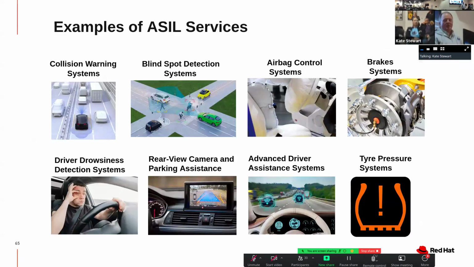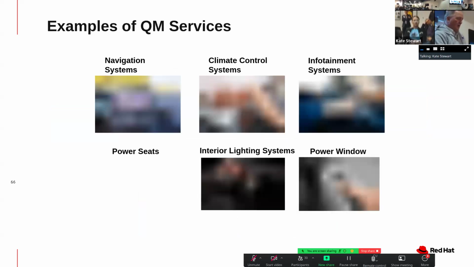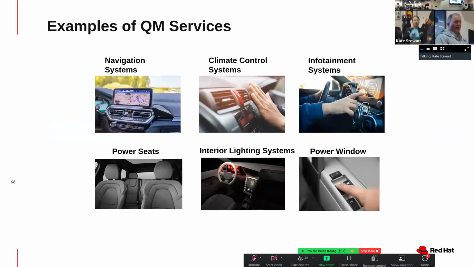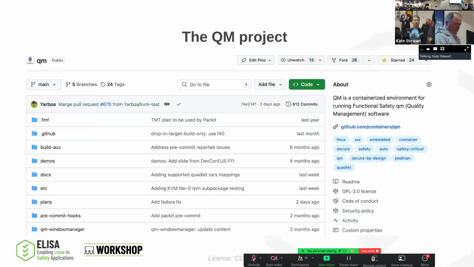Examples of ASIL applications are things like blind spot detection, the braking system, for instance, and collision warning systems. All these critical systems, if they fail, the car basically has to go into a safe mode. Basically, the car has to shut down. But then you have quality managed applications running inside your vehicle, things like your navigation system, climate control, windows, things like that.